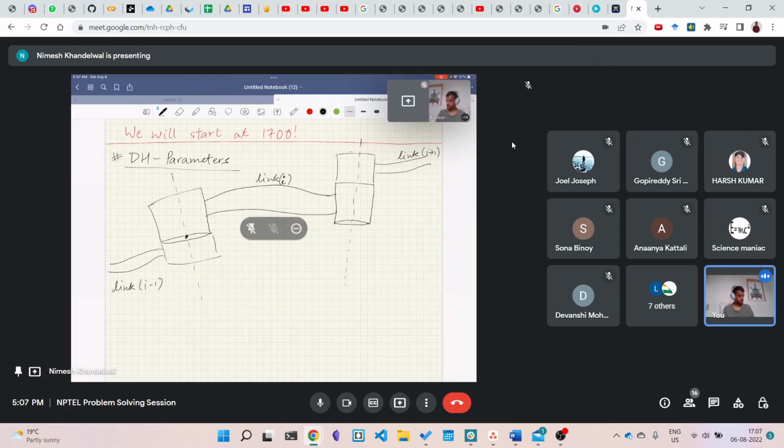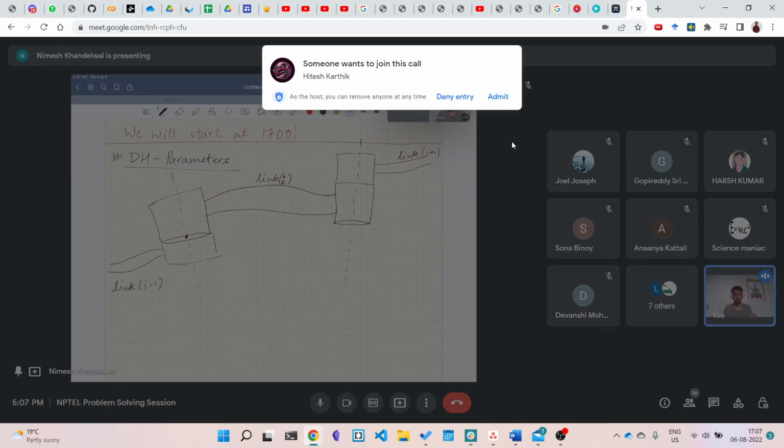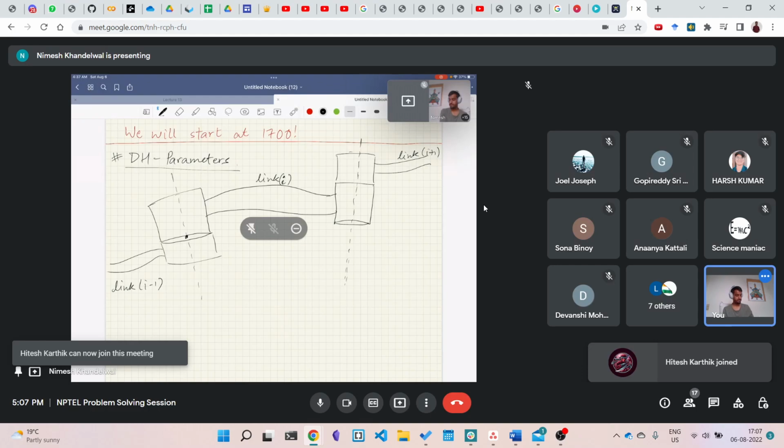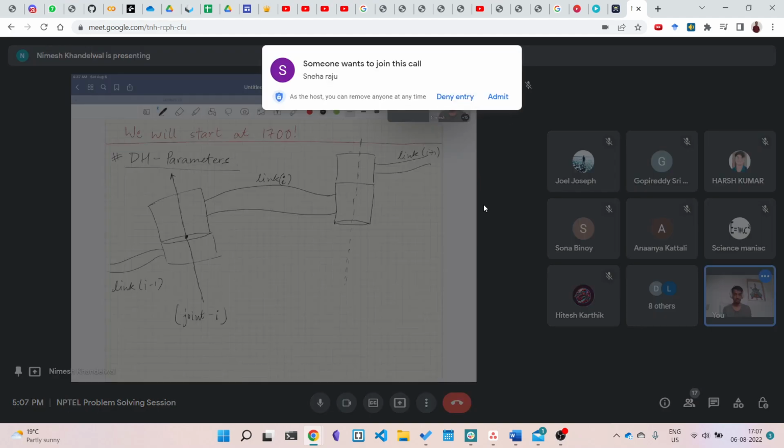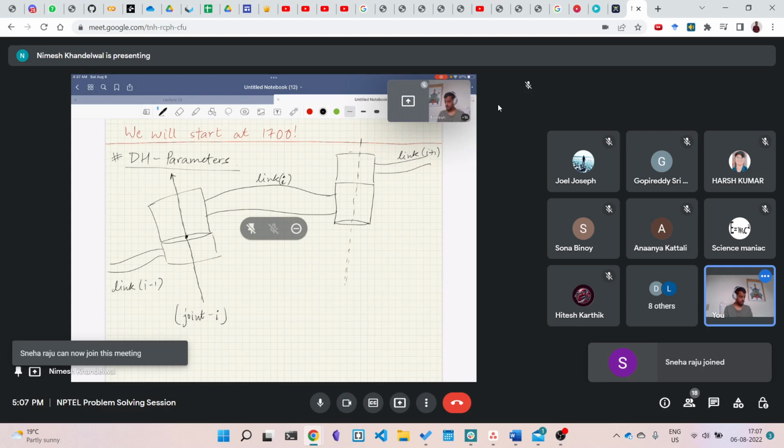So I think what sir might have told you is that we can use... So what we will use is that we will say that the joint between link I minus one and link I is joint I. Okay, so automatically the joint between I and I plus one becomes joint I plus one.